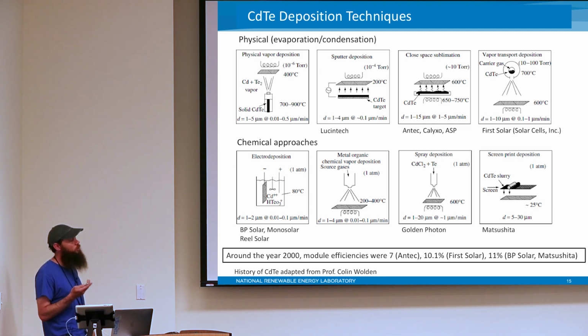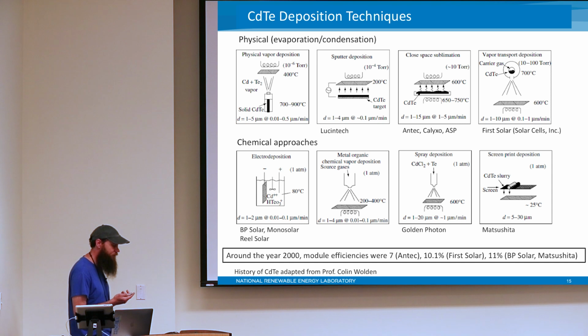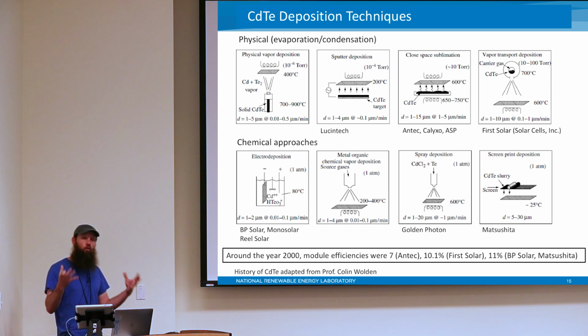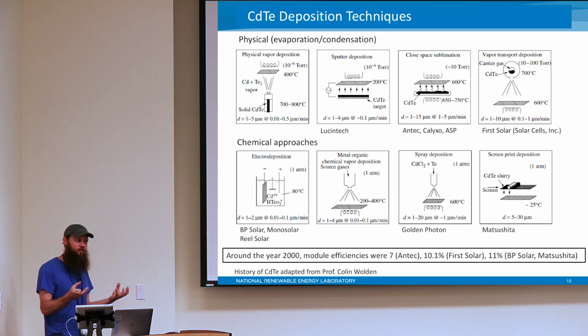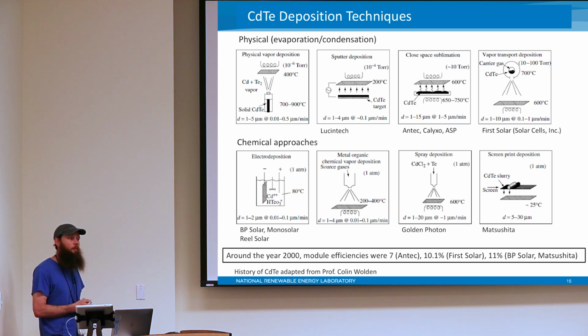One of the things that you can do with cadmium telluride if you're doing a vapor phase is it has something called congruent sublimation. If you heat it up, both species come out at the same rate, which is actually not the case for a lot of materials. So that makes it a lot easier to keep your stoichiometry about where you want.